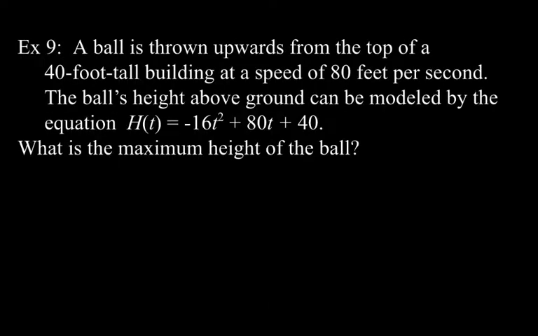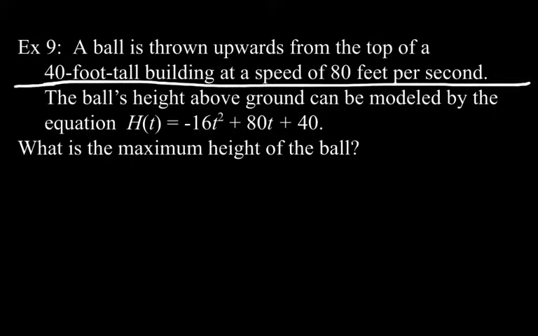Example 9. A ball is thrown upwards from the top of a 40-foot tall building at a speed of 80 feet per second. The ball's height above the ground can be modeled by the equation given here. What is the maximum height of the ball? Now, one thing we need to understand is all this information at the beginning, while it's interesting, it's unnecessary because they gave us the function that we're going to use.